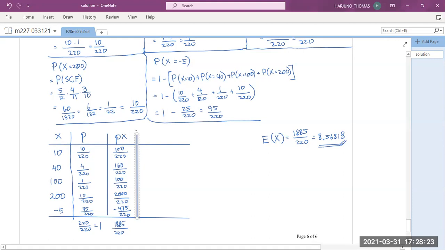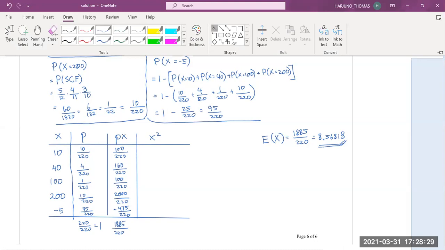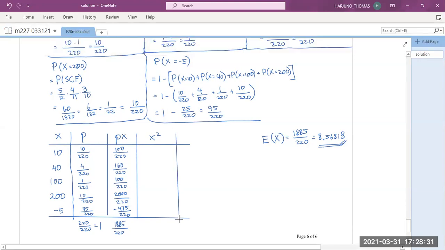Now that's for px. Next, how about the x squared? And then after that, we will compute the px squared. Yeah, because we need to find the variance to get the standard deviation, right? I square it. This is 100.